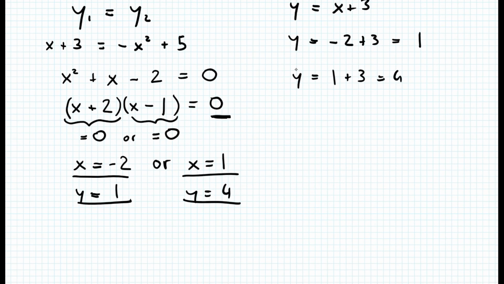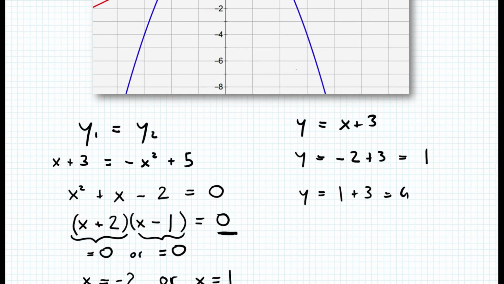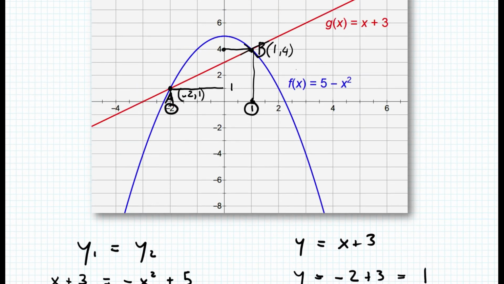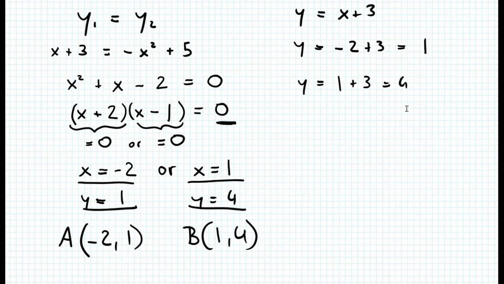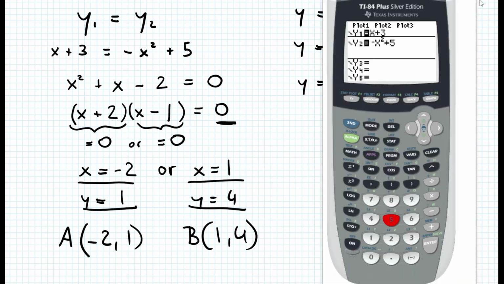So there you go, we have the points. For point A, we have negative 2 comma 1, and for point B, we have 1 comma 4. And if you go back to the graph here, those are the exact points that we had shown on the graph. So at this point, let's see how we can find the solutions using the calculator.